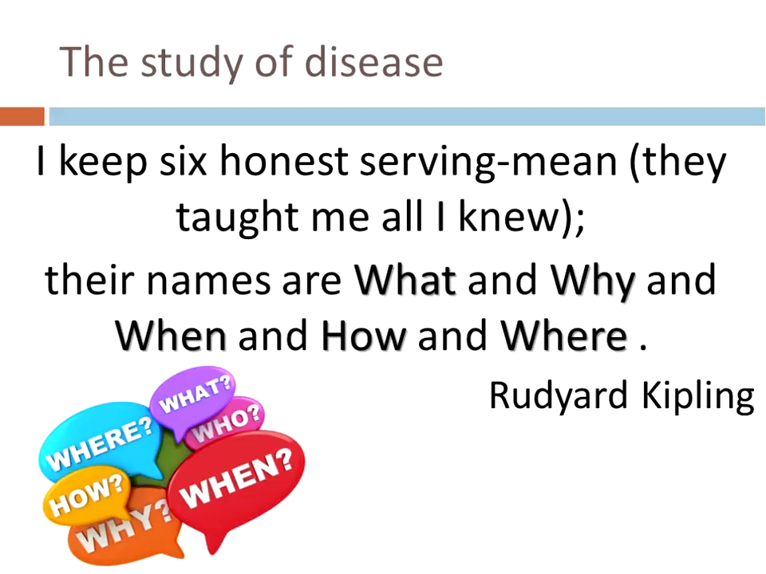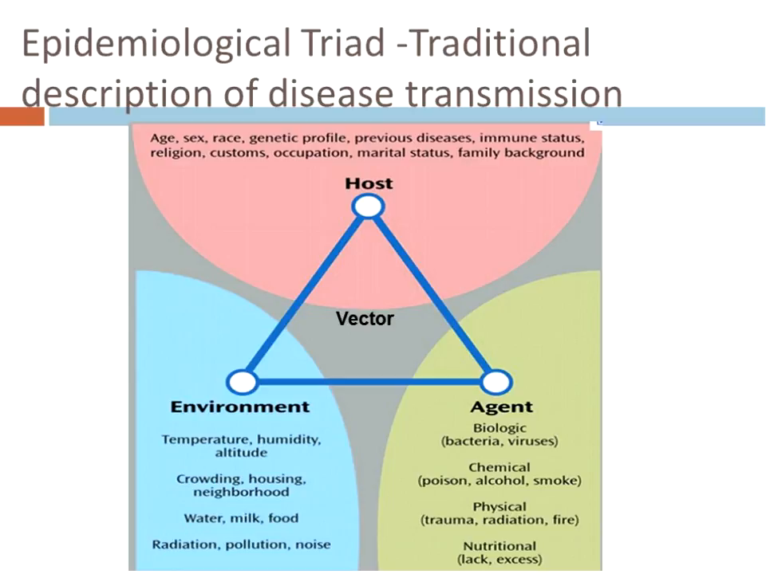So just a reminder from our first lecture that we are basically trying to seek the truth. We need to know what the disease is, why it's occurring, when it's occurring, how it's transmitted to people, and where it's taking place. So again, these are our five whys, although our how isn't actually a why, but it could be considered a why as well. And then we also use our time, person, and place when we're looking at disease and epidemiology.